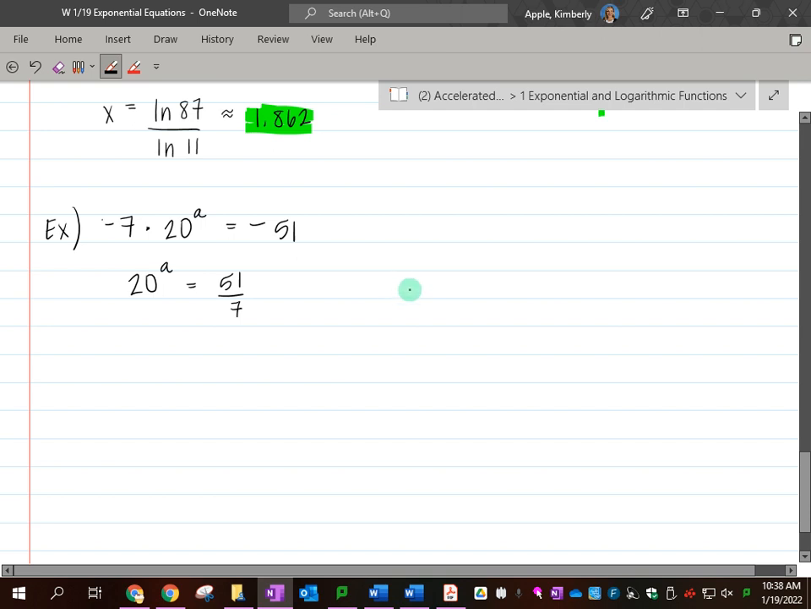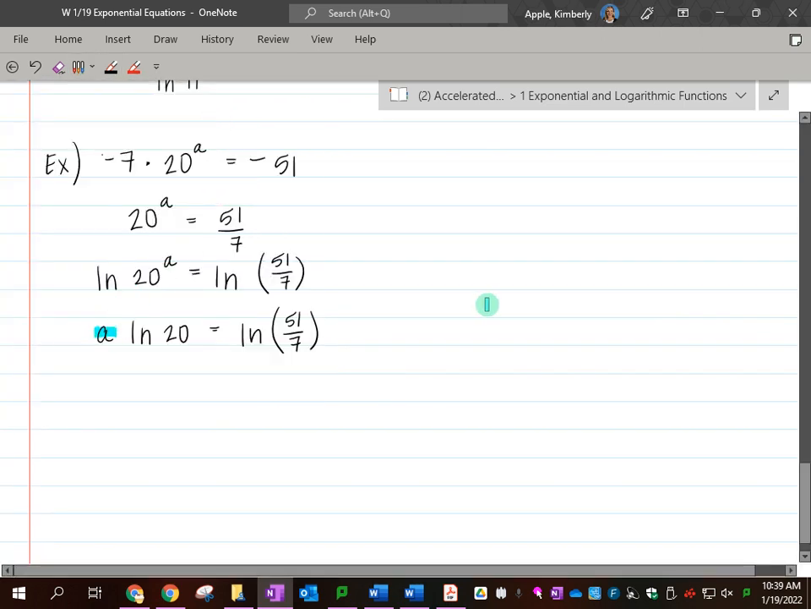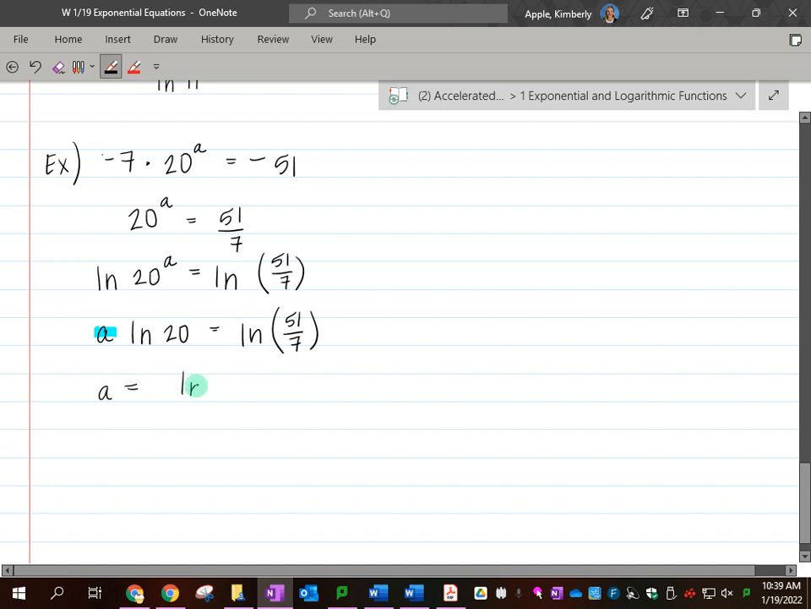That's just an ugly fraction. It's not going away. It's not a big issue. Now I can take the ln. So this would be ln of 20 to the a equals ln of nasty fraction. Apply that power property, and it's just going to drop down front here. a times ln of 20 equals ln of 51 over 7. And if you ever get lost because there are so many letters, go back and find what you're solving for. I'm solving for a. So everything needs to go away from a. So I'm going to divide by ln of 20.